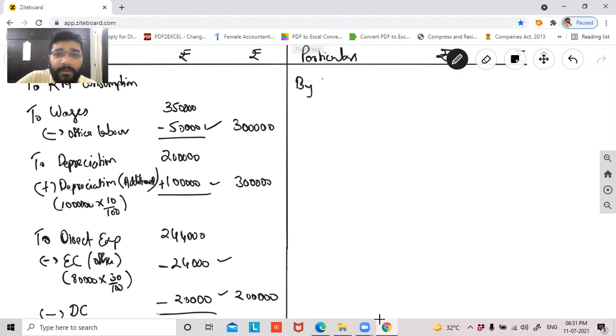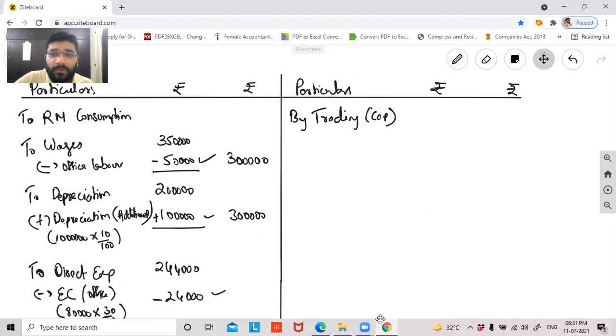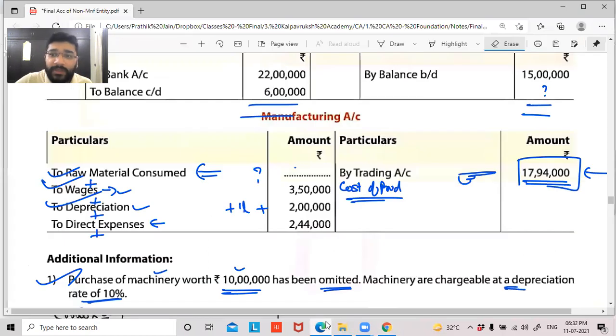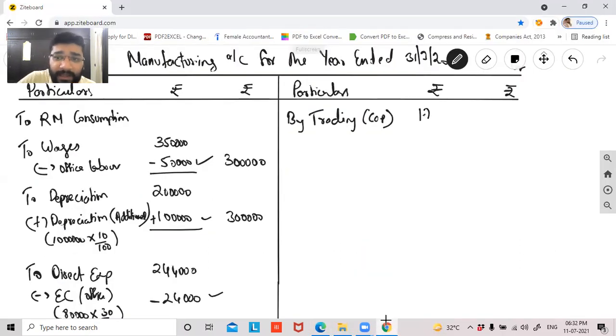By trading account, that is your cost of production. This is nothing but your cost of production. Total value of cost of production is 17,94,000 rupees. Now, guys, you reduced the office labor. On the debit side, if you're reducing the expenses, don't you think that your cost of production also will come down? Logically, let's talk.